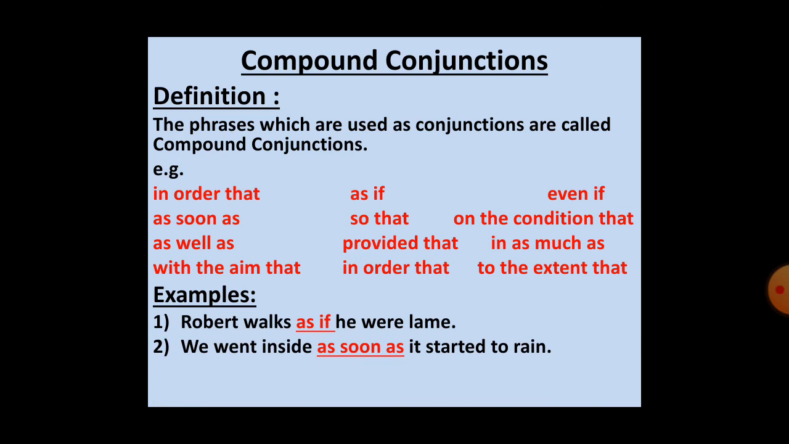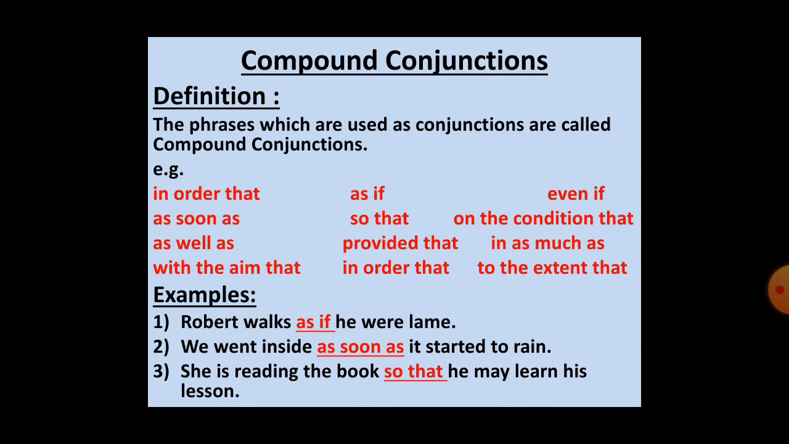So we went outside as soon as it started to rain. So as soon as is used for time. So here it is used as a compound conjunction. She is reading the book so that he may learn his lesson. So what does so that show? Consequence. Okay, so for consequence we use so that, and it plays the role of a conjunction, and they are two words, that's why it becomes a compound conjunction.